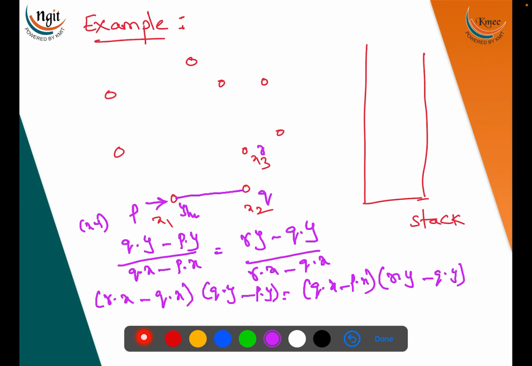Now by bringing the right-hand side to the left, it becomes minus. If the value of this is 0, that means the 3 points P, Q, R are collinear.